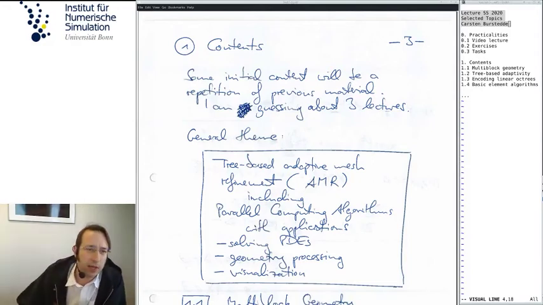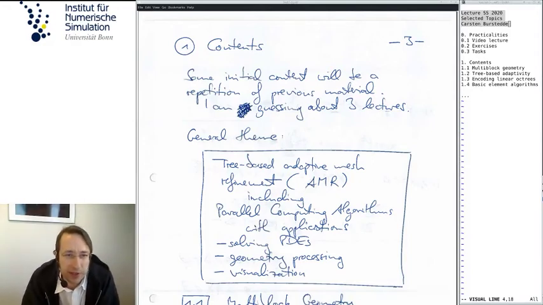So, the general theme of this is tree-based adaptive mesh refinement. Trees are, in this case, not a botanical but a logical structure, which many of you have seen in different contexts throughout your studies. Here, this will include parallel computing algorithms.